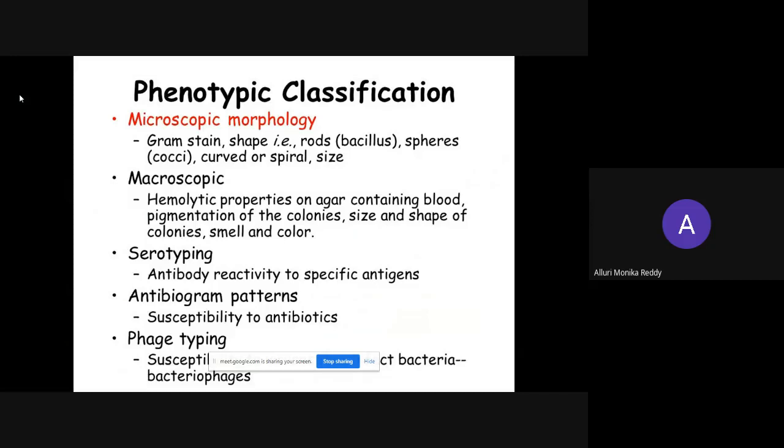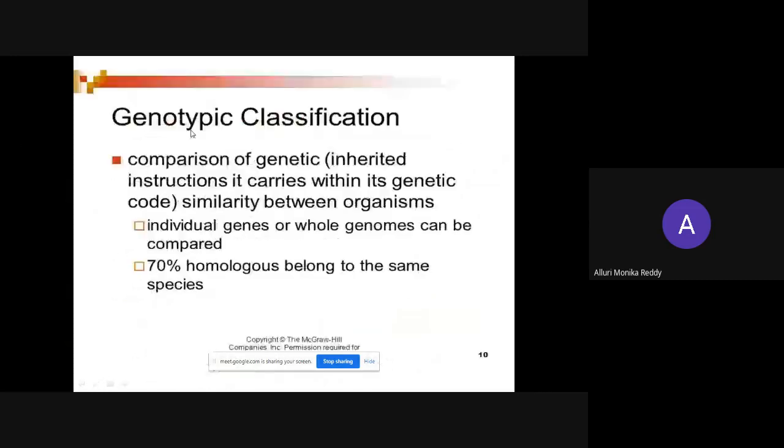And macroscopic hemolytic properties on agar containing blood, pigmentation of colony, size and shape of colony, smell, color, etc. The third is serotyping, nothing but antibody reactivity to specific antigens. The fourth one is antibiogram patterns, susceptibility to antibiotics. And the last one is phage typing, susceptibility to bacteriophages.